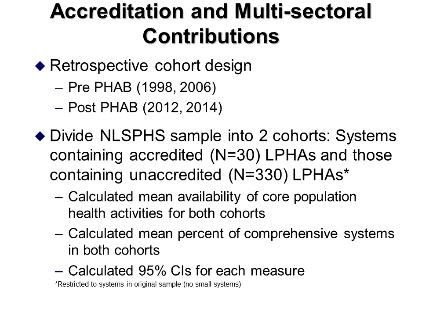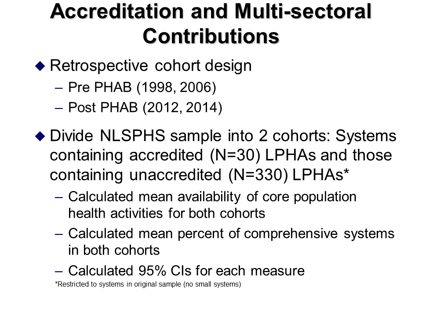So we used a retrospective cohort design. Keep in mind that PHAB accreditation launched in 2011. So our first 2 waves of the survey, 1998 and 2006, let us look at what our systems looked like before accreditation. Our post-PHAB surveys are the 2012 and 2014 waves. So we've got 2 waves before accreditation was launched and 2 after, right? So that let us get 2 measures of what these systems looked like before they underwent accreditation, and 2 measures of what they look like after accreditation.